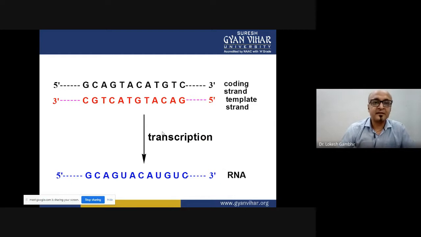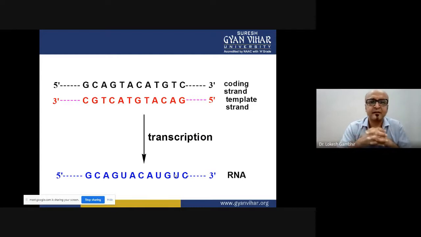The image is a schematic representation of double-stranded DNA, where the leading strand, or I should say the 5' to 3' strand, is in black, and the 3' to 5' strand is in red. Now transcription is happening in this stretch, which is giving rise to a stretch of RNA molecule, represented in the 5' to 3' direction, and the sequence is highlighted in blue.